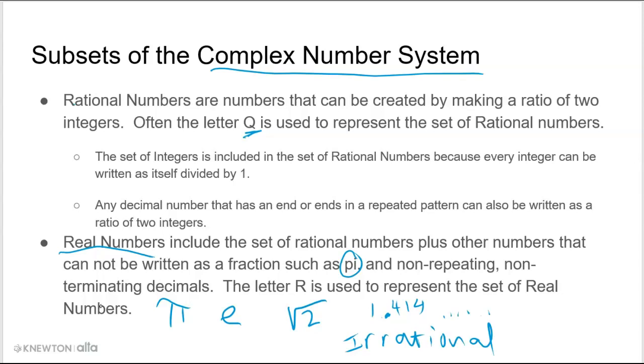Imaginary numbers, like the square root of -1, are not real numbers. Unfortunately, they called it imaginary. It is actually a real quantity, and we use the letter i for that. Those would be called imaginary numbers. So when I add the imaginary numbers plus the real numbers, I get what we call the complex number system.